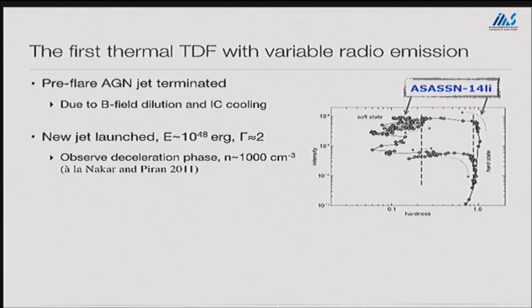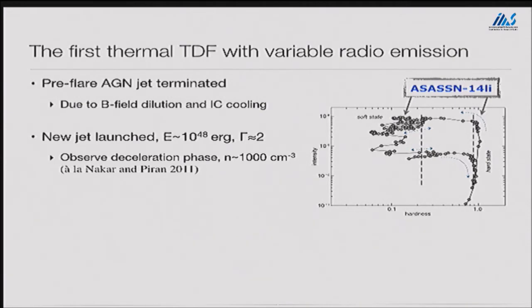And we model this radio emission with a new jet that is launched with an energy of 10^48 that was mildly relativistic, and we are now observing the deceleration phase. Now, if you take this energy, which you need to fit the amplitude of the radio emission, then you infer this density, which is just the density you need for this jet to decelerate. So this is independent of equipartition assumptions. It's just taking this energy, saying you need to decelerate this jet.